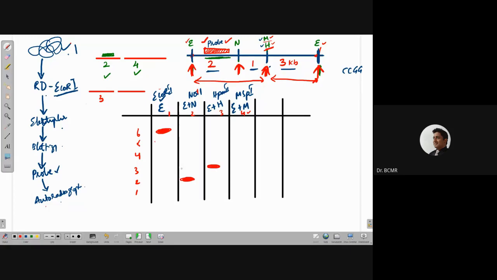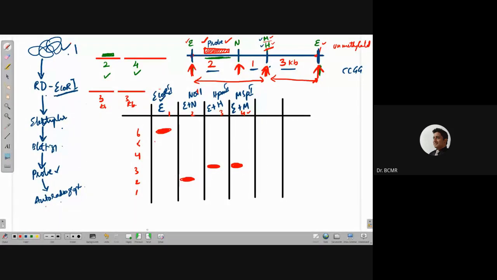What about EcoR1 and MSP1? Assume that this DNA is unmethylated. Okay. What would you find? Anybody? You would find the same, because MSP and HPA, they cleave at the same location, isn't it? They will form a 3 kb fragment and a 3 kb fragment like this.